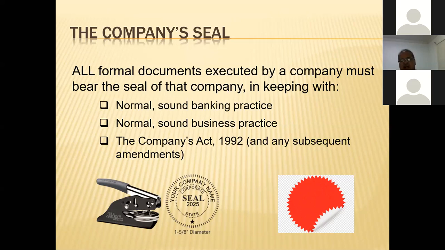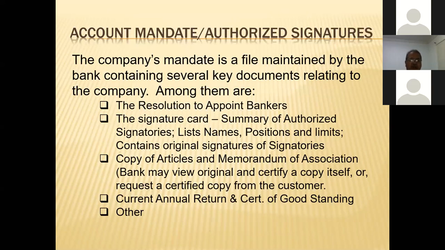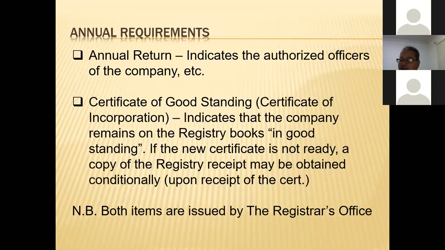Okay, and you see that a lot of these documents that we talked about, if not all of them, form a part of your account mandate. So the resolution to appoint bankers, the signature card, copy of the Articles and Memorandum of Association, the current annual return and certificate of good standing, and any other documents that you may require as a financial institution for a company who's opening an account with you, that's deposit or a borrowing customer. Okay, and then finally in this chapter we talked about annual requirements. So the annual return, it indicates the authorized officers of the company, etc. And again, we talked about the certificate of good standing or certificate of incorporation. Okay.